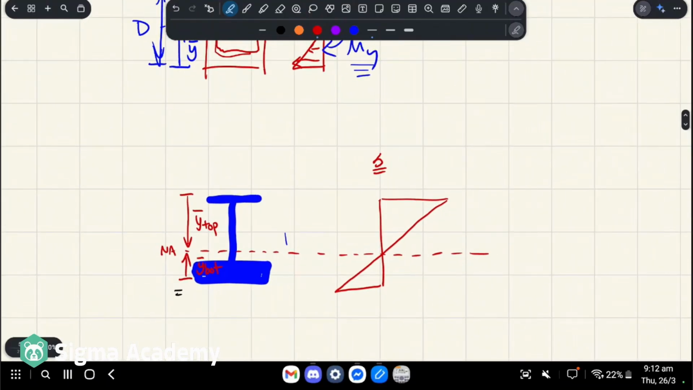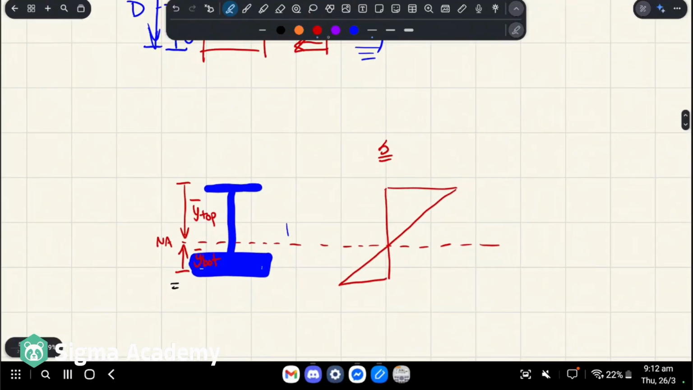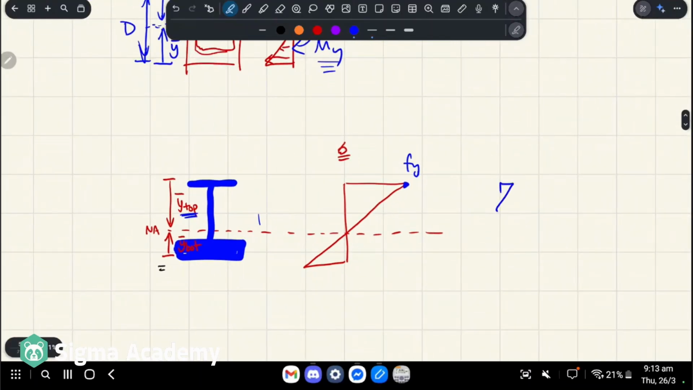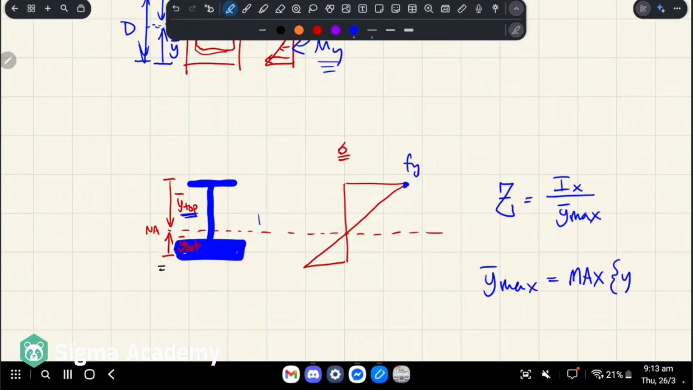So in bending, you can see that for our first yield, our stress scales faster on the side that has a higher Y hat. And so in our formula for a monosymmetric section, what we do is Ix over Y hat max, right? Where Y hat max is the max between Y hat top and Y hat bottom, okay?